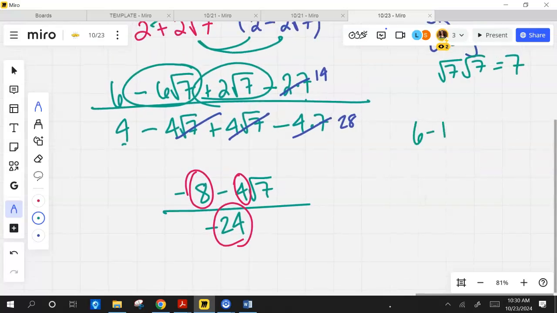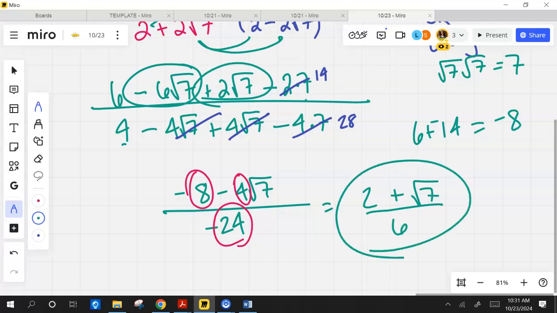Six minus 14, you do the same change. Negative 8. No, it's just 2 square root 7 over 6. You can't combine the radical things in there. If I take a negative out, I end up with 2 plus square root of 7 over 6.